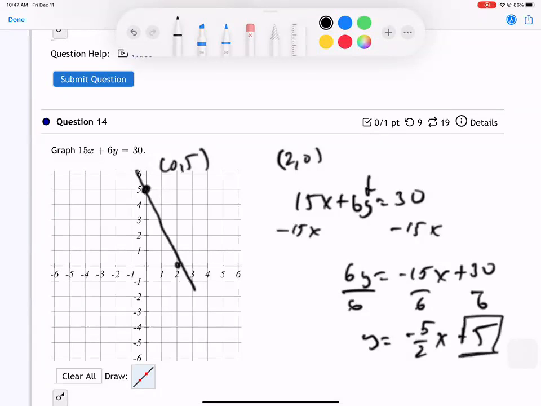The y-intercept is 5, and the slope is -5 over 2. Starting at the y-intercept of 5, go down 1, 2, 3, 4, 5 and 2 spaces over. Yeah, we got that.